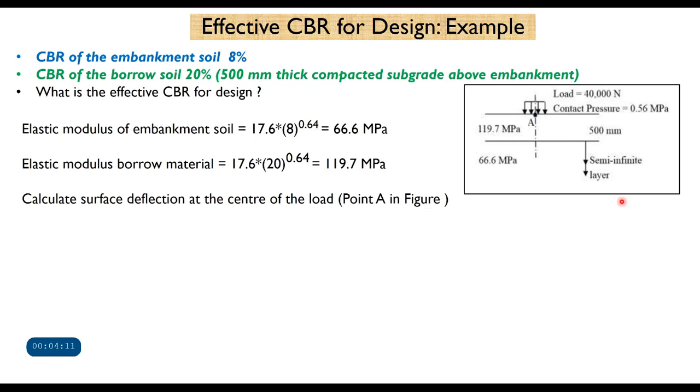Now this is the structure. You have two layers. The embankment has semi-infinite thickness, and above that you provide 500 millimeter thickness of subgrade soil, and these are the E values. So with these values we calculate what is the surface deflection using IITPAVE. Now let us go to the IITPAVE to illustrate this procedure. How do we find the surface deflection?